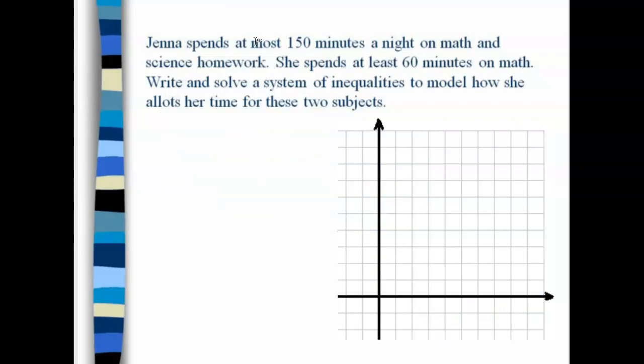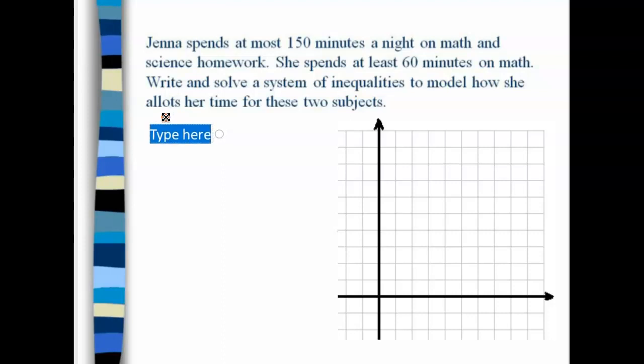So we have the following problem that is an inequality word problem, in which we're going to investigate how to find solutions for inequalities with multiple parts. So it says Jenna spends at most 150 minutes a night on math and science. She spends at least 60 minutes on math. Write and solve a system of inequalities to model how she allots her time for the two subjects.